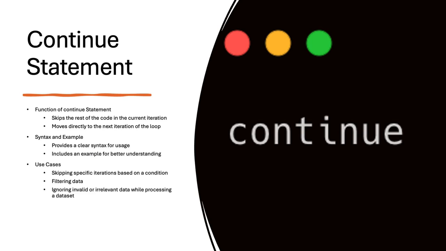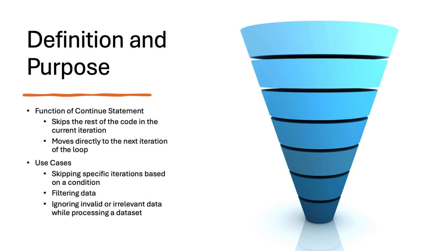The continue statement skips the rest of the code in the current iteration and moves to the next. It is useful for skipping specific iterations, filtering data, and ignoring invalid data. The continue statement is used to skip the rest of the code in the current iteration and move to the next loop iteration.